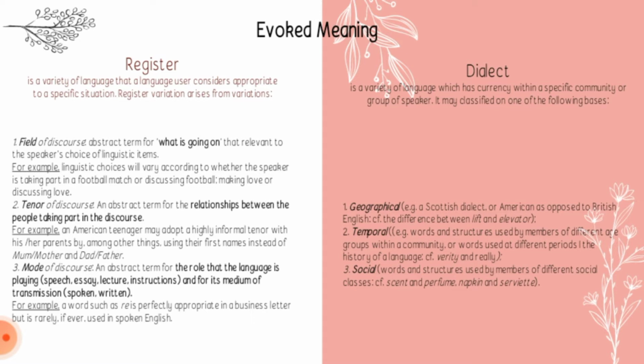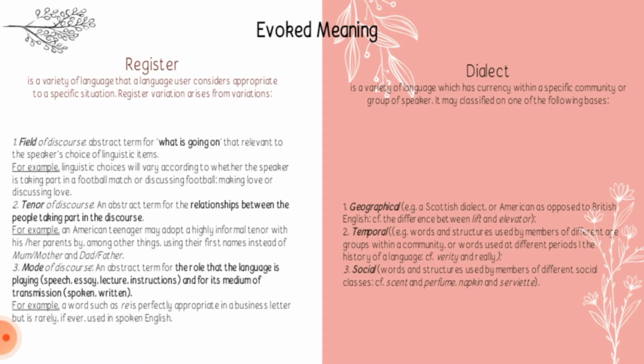This is an abstract term for the relationships between the people taking part in the discourse. For example, an American teenager may adopt a highly informal tenor with his or her parents by, among other things, using their first names instead of mom or mother and dad or father.